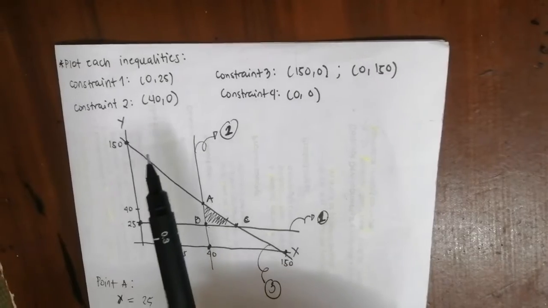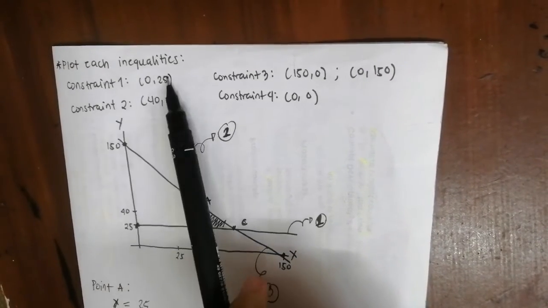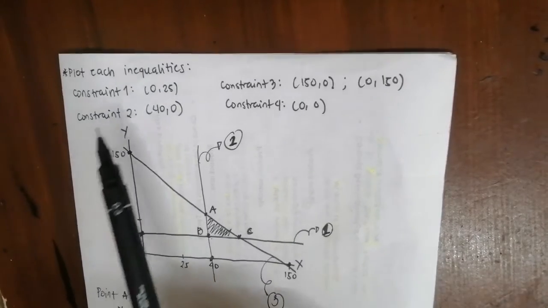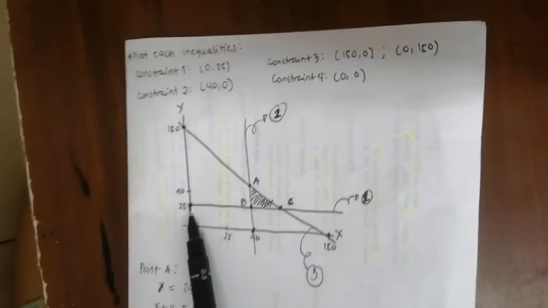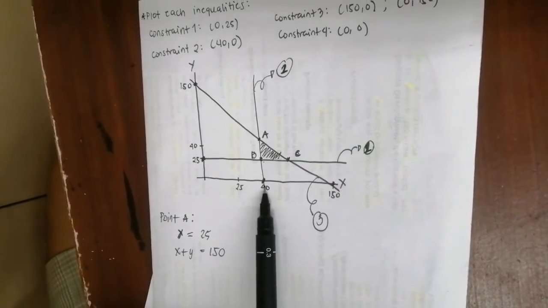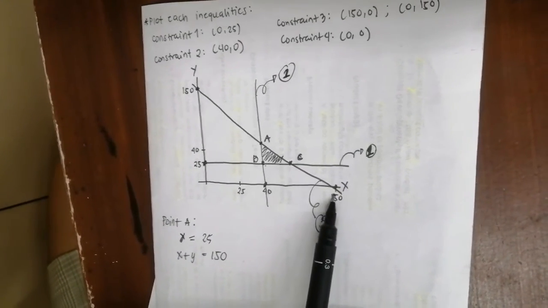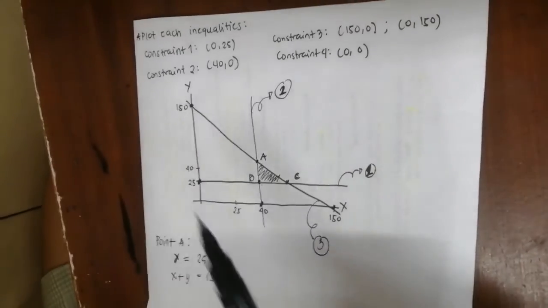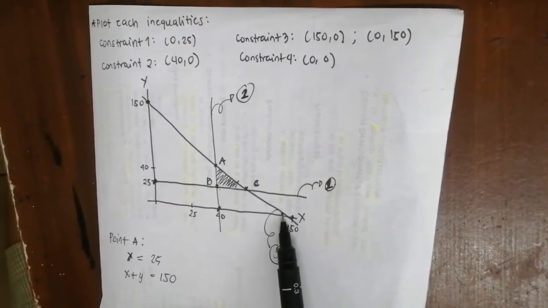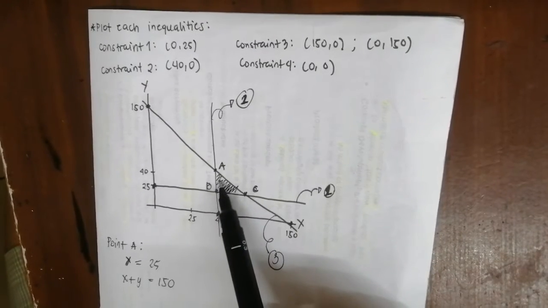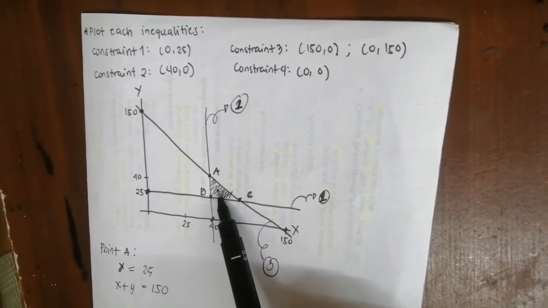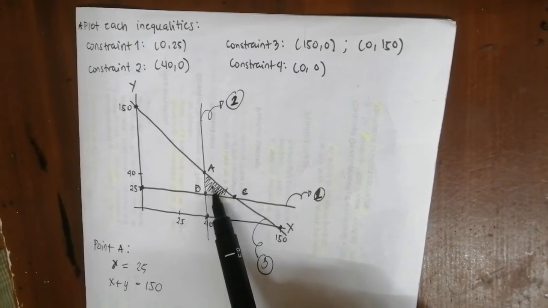Now that we have our inequalities, we will plot them in our Cartesian plane. So in constraint 1, this is (0, 25); constraint 2, (40, 0); and constraint 3, (150, 0) and (0, 150). So this will be constraint 1, constraint 2, and constraint 3. This area is called the feasible region. It is called the feasible region because it satisfies all three constraints.